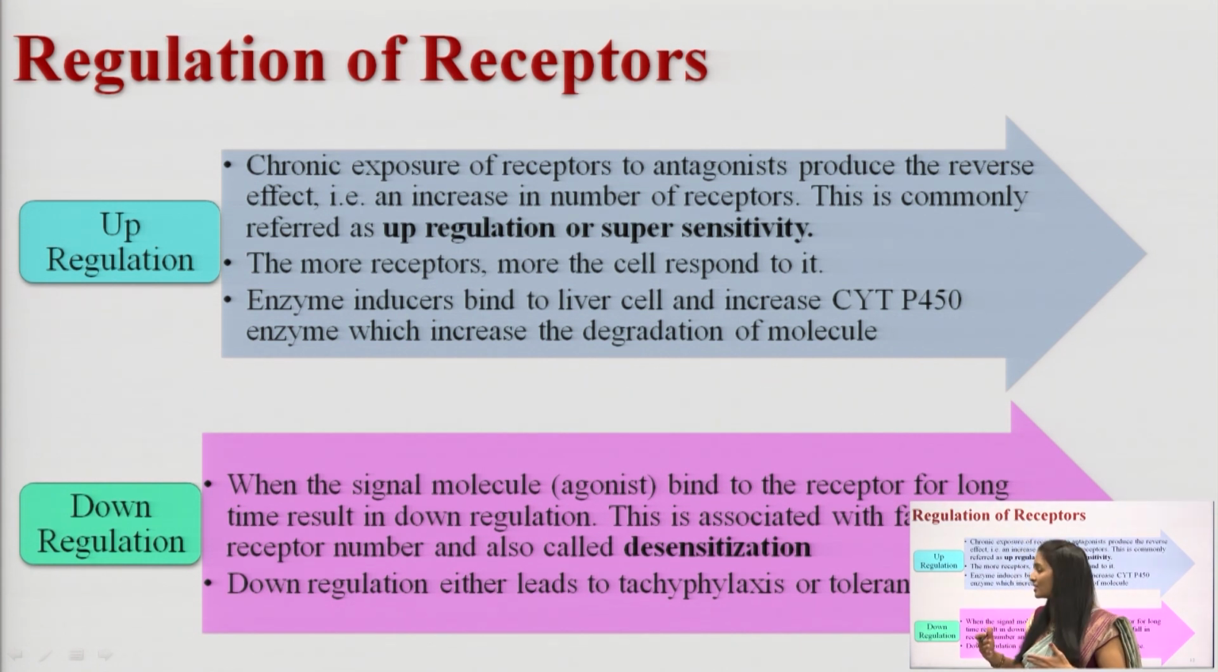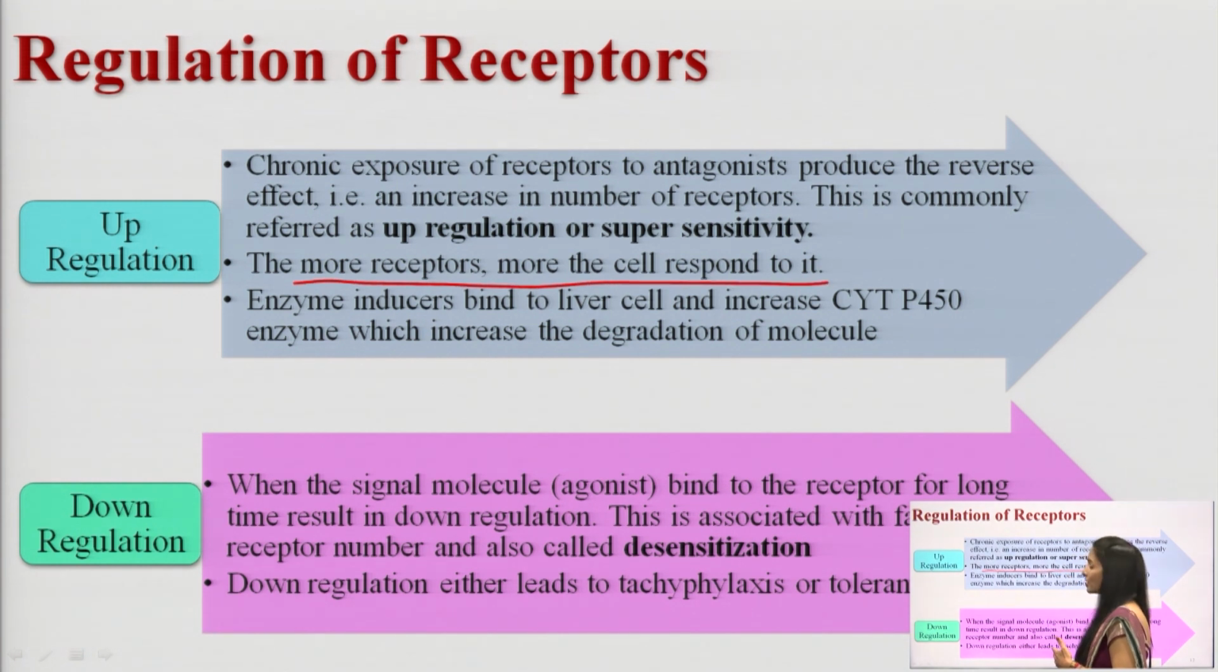Here, the more receptors there are in upward regulation, the more the cell responds. It depends on how many receptors are present; the more receptors, the more response you can see. What will the drugs show? Upward regulation is seen with antagonist drugs on chronic exposure to the particular receptor.